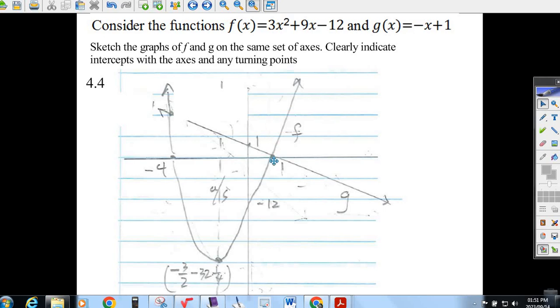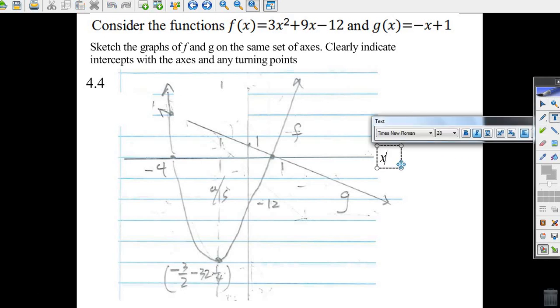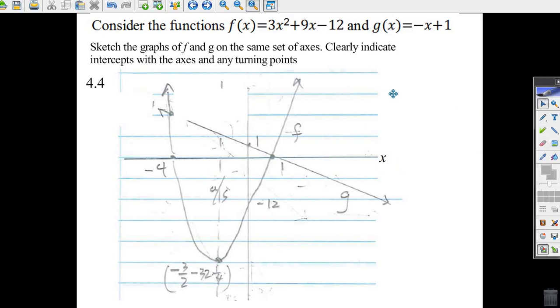So we know that we're going to put a 1 over here for an x-intercept. This is the x line. I should write x in there. And here's the y, here's the y line. We should write that in there. Let's write the y-axis in there. It's good to label it so you can see what's going on.